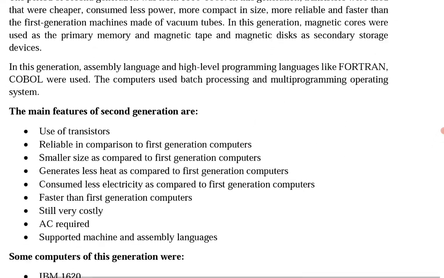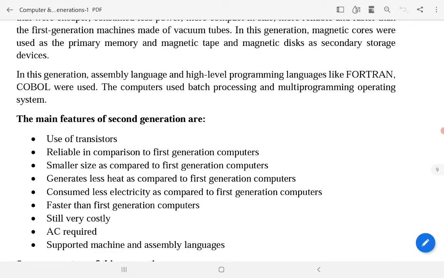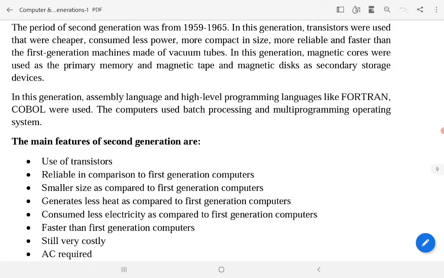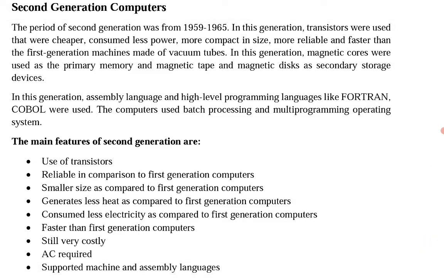So second generation computers. The second generation is from 1959 to 1965. Transistors are introduced. Transistors replaced vacuum tubes. Transistors are very cheap in cost and consume less power, and these computers are compact in size and faster compared to first generation computers.